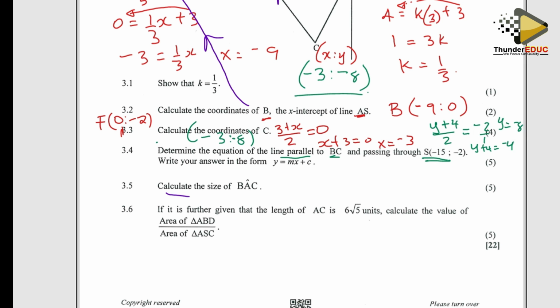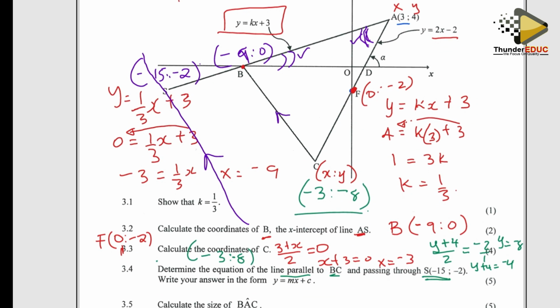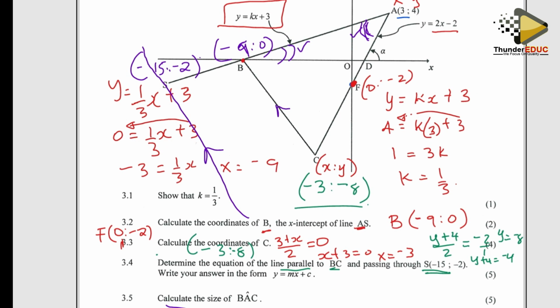Then 3.5, they want us to get BAC. So this angle here is what they want. One thing we need to know is that this angle is inside. If we can find this angle, it will be a bonus for us, because this and this will be interior, and then they will be equal to this alpha. Okay, what do we need? We need to find alpha, we need to find this. So priority number 1, priority number 2, then we shall have our A.